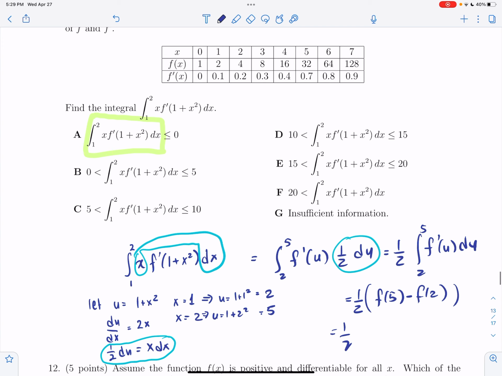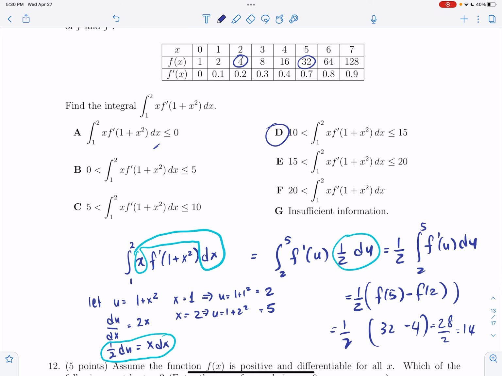Okay, so what is f of 5? It is 32. What is f of 2? It is 4. So it is 28 over 2, and that is 14. Okay, so you do have that D is the correct answer. All right. What did we do over here? We did a u substitution, and we used the net change theorem.